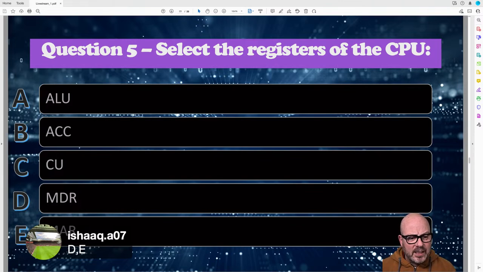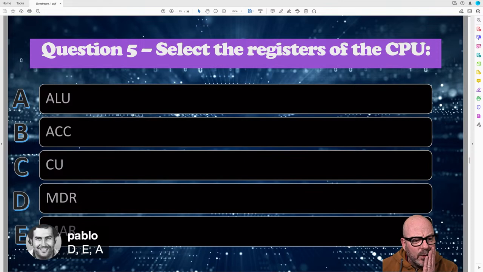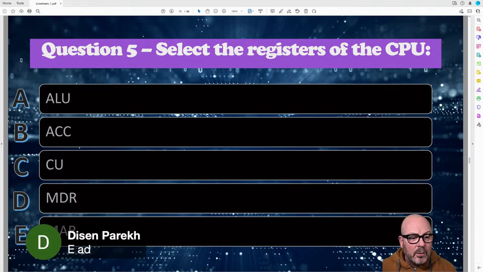Ishak says D and E. Tash is in. Hello, Tash. Thanks for coming. Sanuka is ADE. We've got DEA, which is remarkably like ADE. Oh, there's quite a few coming in. Disson says EAD. Paul Burner with DE. Jelly with BDE. Sanuka says hi, Tash, and Tash says hey, Sanuka.